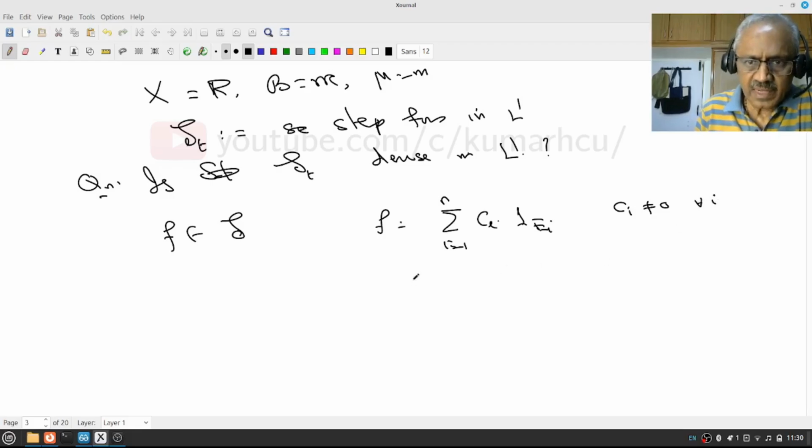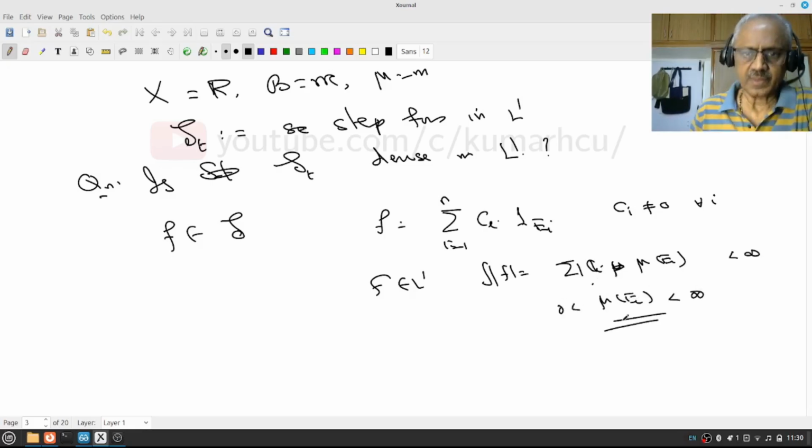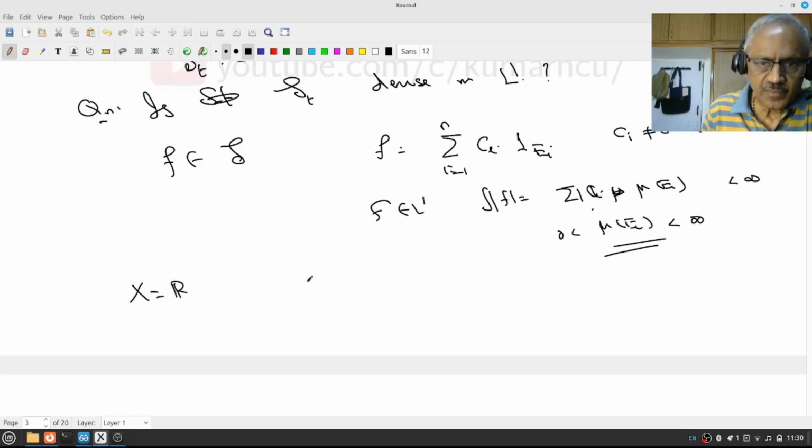Okay, and if f is in L1, then we know the integral of f is going to be the summation of c_i mu of E_i. If this is finite, if you want the modulus, since the c_i's are not 0, mu of E_i's must be finite. Each of them is a finite measure, right? Once it's a finite measure, in the case of R, when X equal to R, we know how we computed the measure m of E.